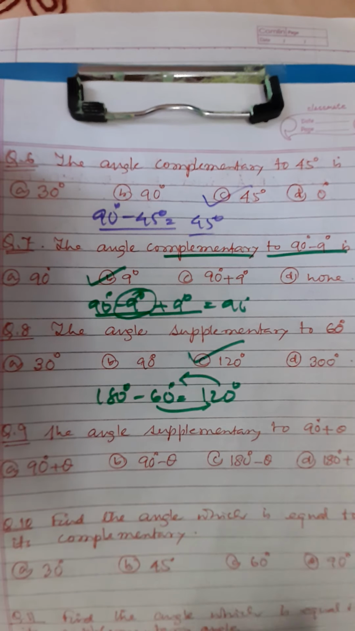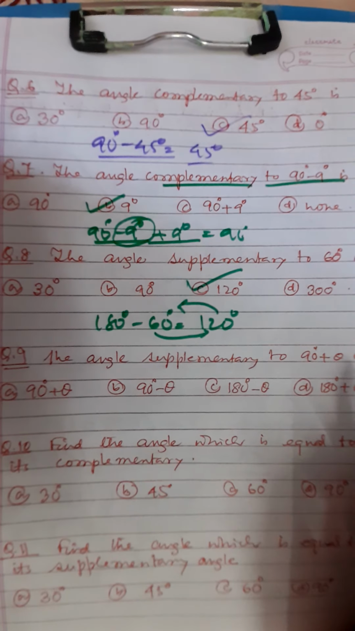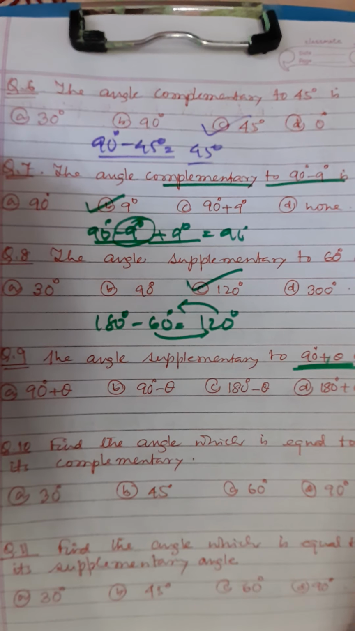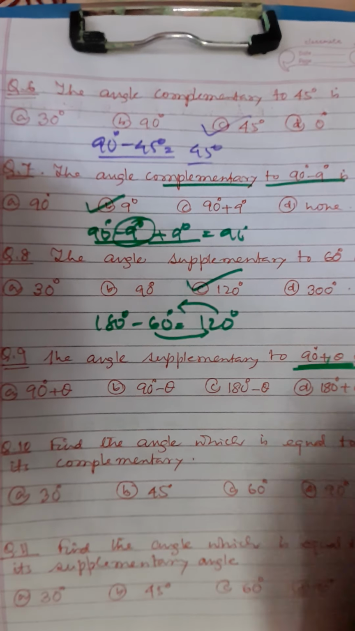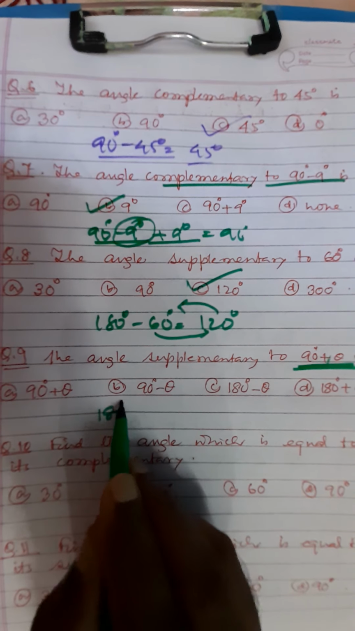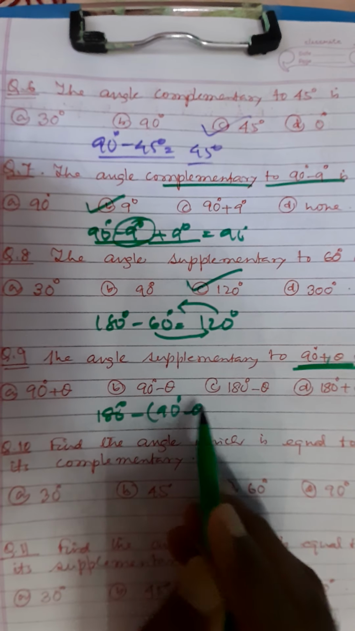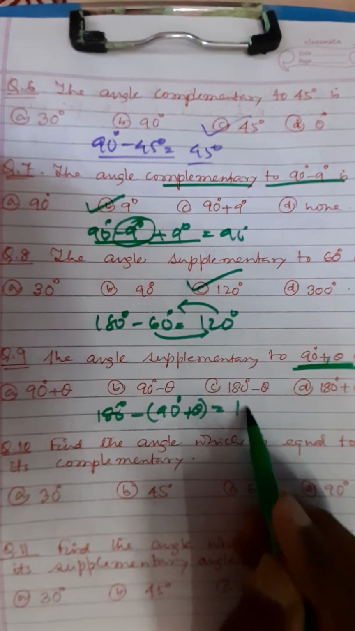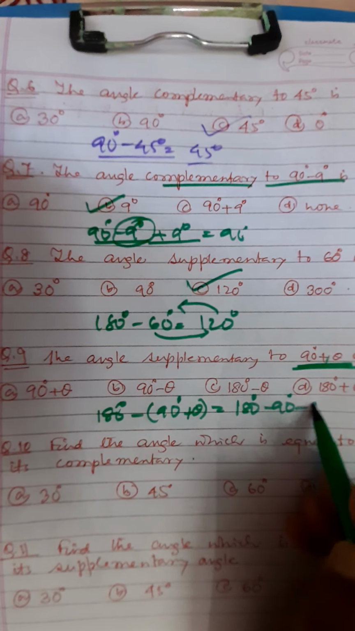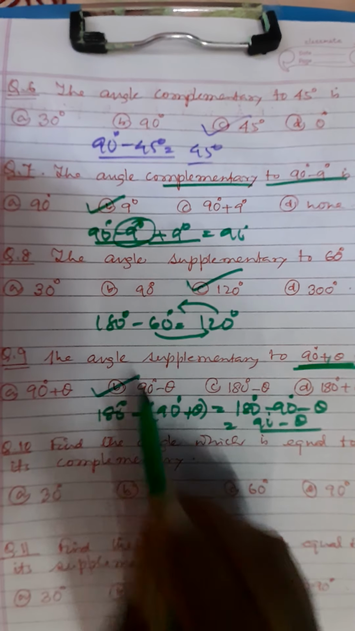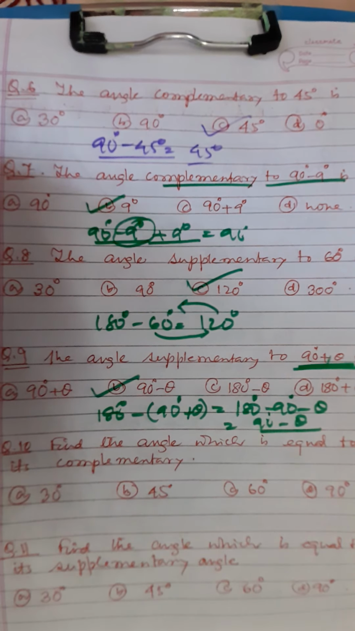Answer is 120. The angle supplementary to 90 degrees plus theta. Theta is a Greek letter, assumed here to confuse you. Questions may be asked in this way: the angle supplementary to 90 degrees plus theta. That means the sum is 180 degrees, so you have to subtract that angle from 180: 180 degrees minus (90 degrees plus theta). That is 180 minus 90 minus theta, which is 90 minus theta. The correct option is 90 minus theta.